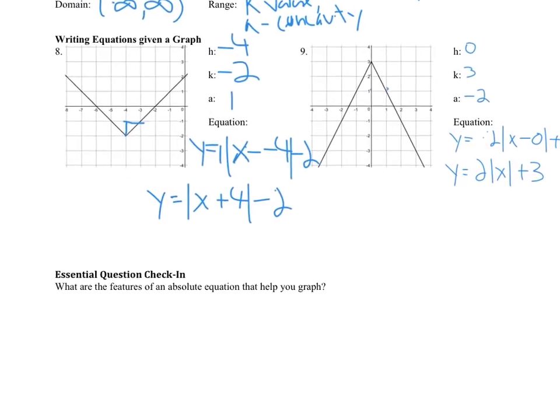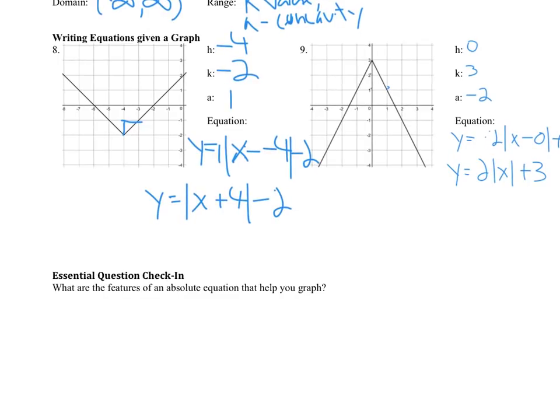All right, so our essential question: what are the features of an absolute value equation that help you graph? So go ahead and jot down, look back at what the characteristics are, and identify those and be able to answer that question. Your homework, which will be in class, we'll do as a class, and it is going to be a worksheet, and so you will be getting that the next class period.